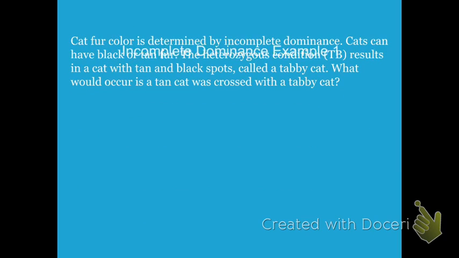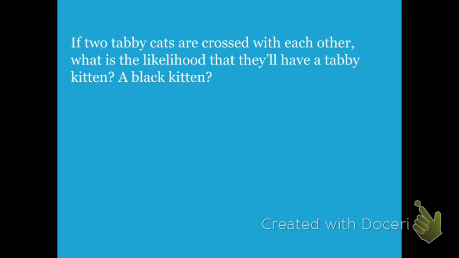You could go ahead and try this one on your own. So it says if two tabby cats are crossed with each other, what is the likelihood that they'll have a tabby kitten or a black kitten? So here's the question. We want to figure out what percentage will be tabby and what percentage will be black. So two tabby cats. If you remember, TT was tan, TB was tabby, and BB was black.